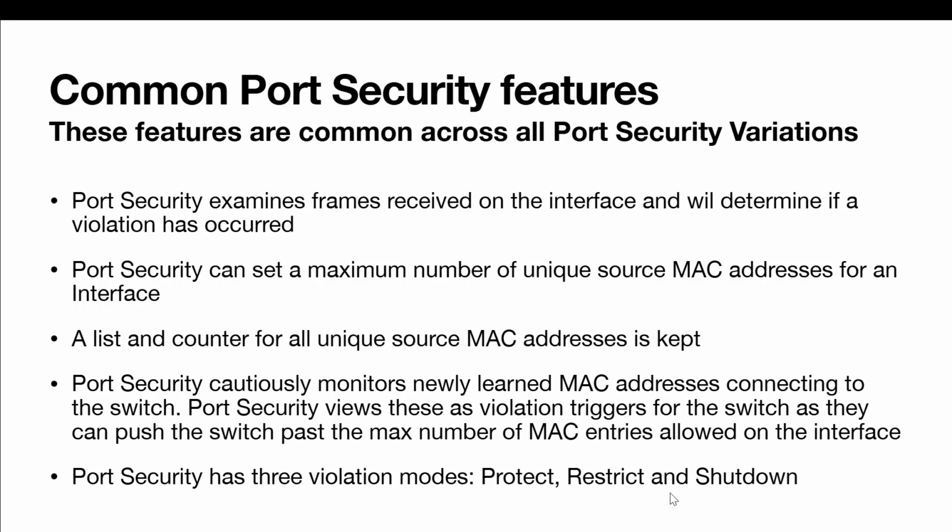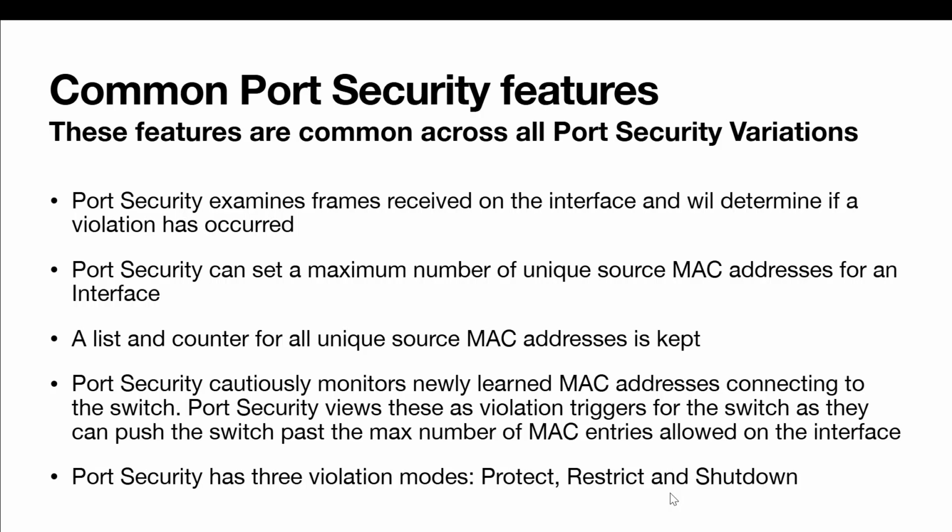Port security can set a maximum number of unique source MAC addresses for an interface. So we can set a limit on how many MAC addresses we want a particular interface to be receiving from. We can define a maximum there. The default is 1. We can change that to 2 or 3 or 4 or 10 or 20, with a command that I will cover later in this keynote.